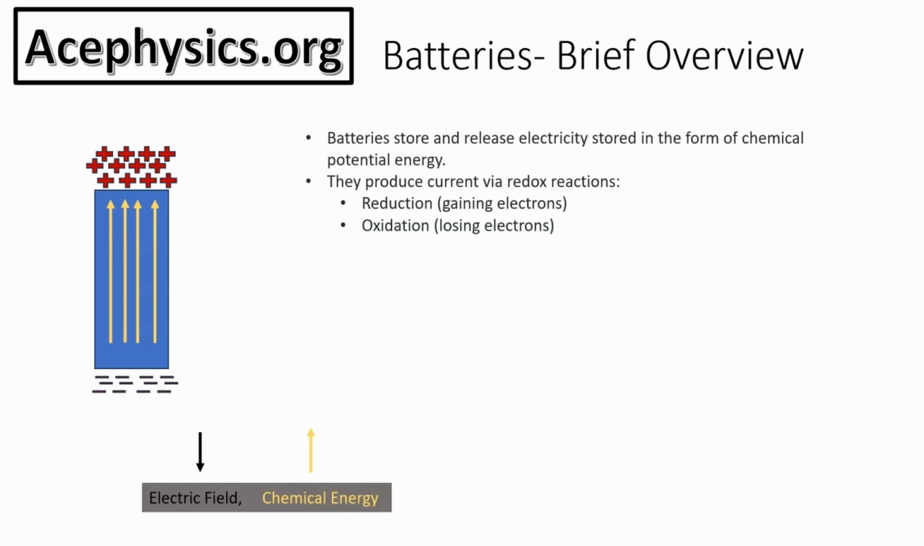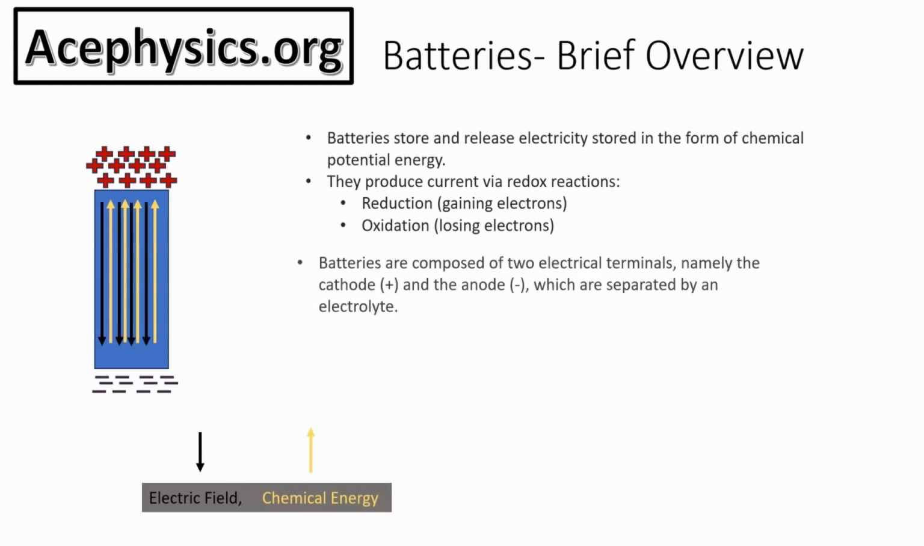Batteries store and release electricity stored in the form of chemical potential energy. They produce current via redox reaction. Inside this battery, there's chemical potential energy. That's what I'm designating with these arrows, the cream-colored arrows. And that chemical potential energy causes a charge separation. So the positive terminal of the battery has a conglomeration of positive charges, and there's a group of negative charges on the negative terminal of the battery. And of course, these positive charges want to go towards the negative charges, but they can't because there's chemical potential energy which is separating the charge and keeping that charge separation and that voltage on the battery.